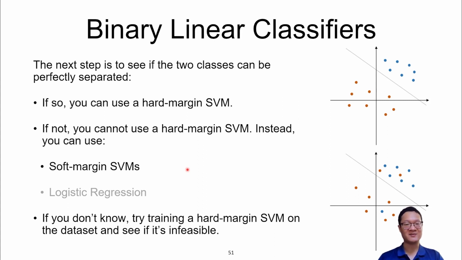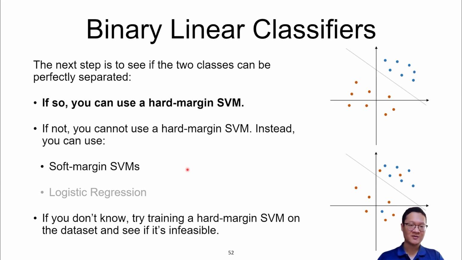So if our data points can be perfectly separated, then we should use the hard margin SVM. Otherwise, we have several choices. We can use the soft margin SVM or logistic regression. So now, if you don't know what to use, you can always try hard margin SVM first. If it's infeasible, then you can switch to one of the other two.